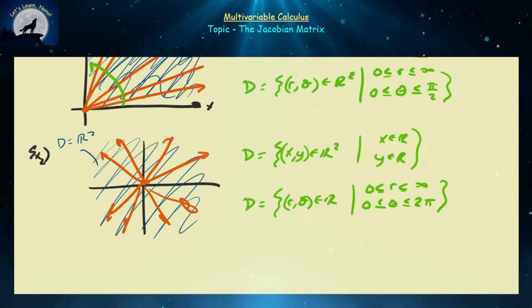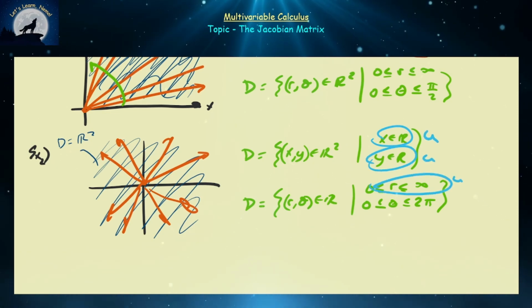So notice that they pretty much achieve the same exact goal. The only difference is this is an unbounded domain, this is an unbounded domain, but this is bounded. So if you have any problems, especially in the theory realm, where it's a little bit nicer to deal with a bounded domain, polar coordinates definitely have an advantage over this.